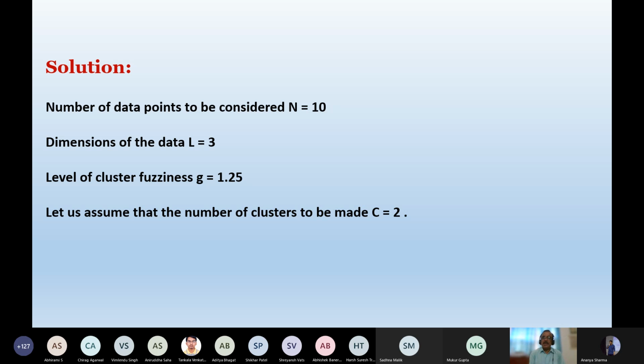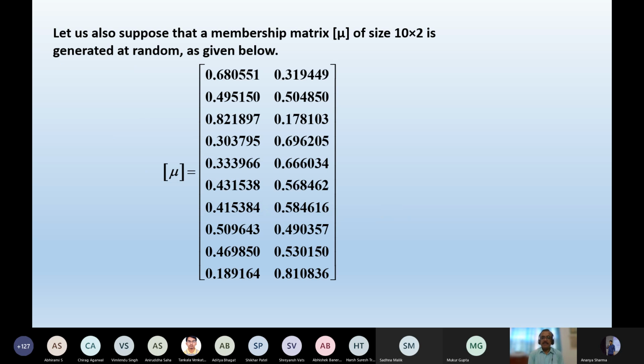But practically, there will be a large number of data points, like a few thousands or few lakhs. But here, for simplicity, for the hand calculation, I'm going to consider only 10 data points. And I'm assuming that I'm going to make 2 clusters based on similarity using the Fuzzy C-Means algorithm.